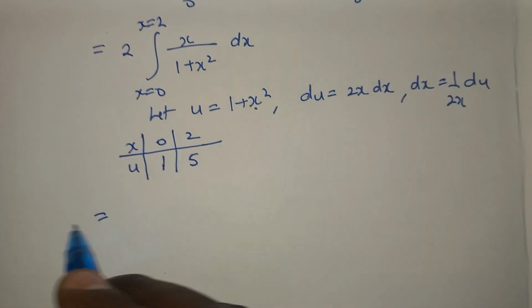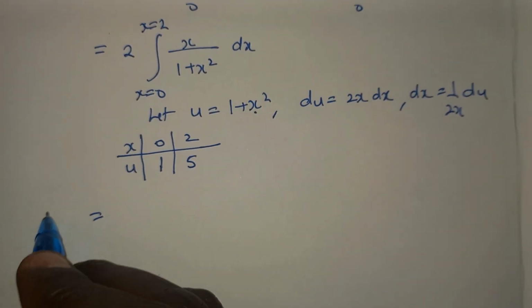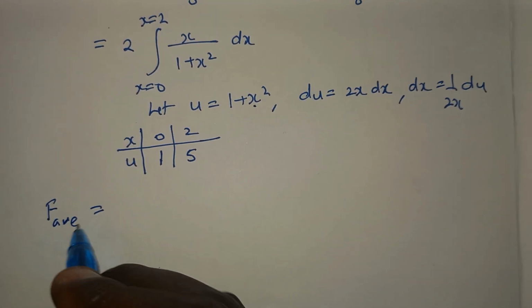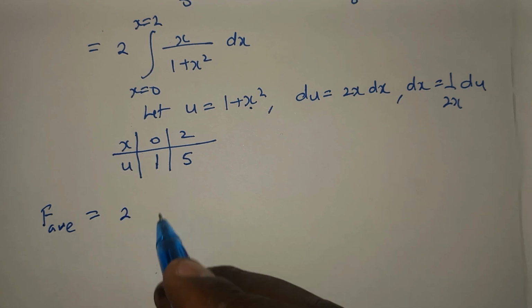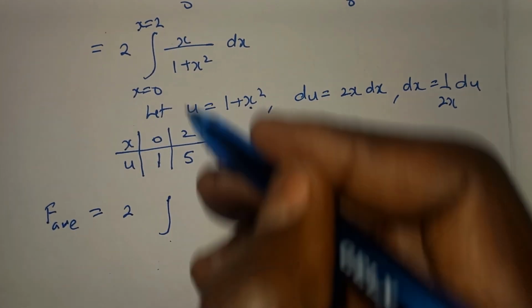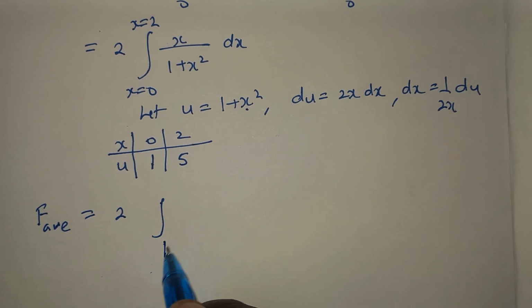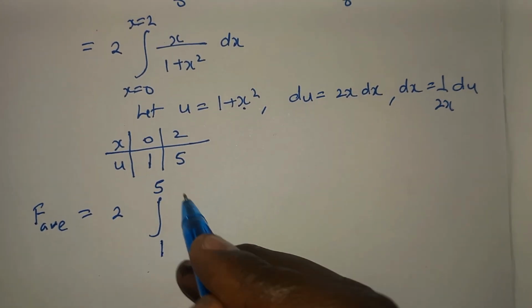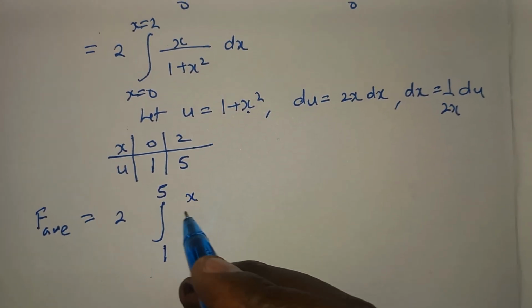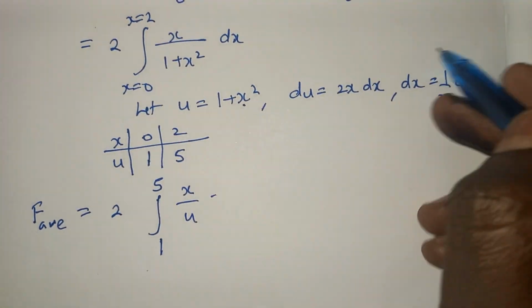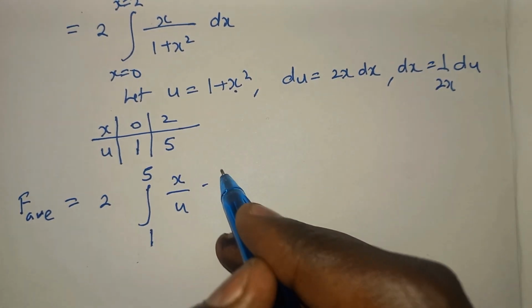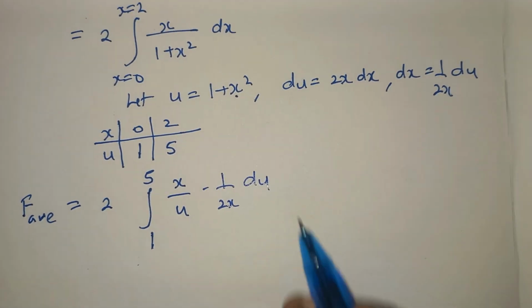So our average value becomes twice the integral. Now the limits 0 to 2 change to 1 to 5. Then we have x over u, and dx, as we can all see, is 1 over 2x du.